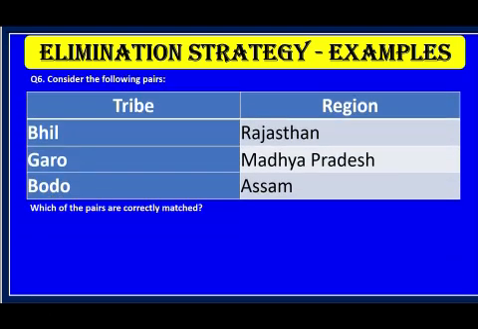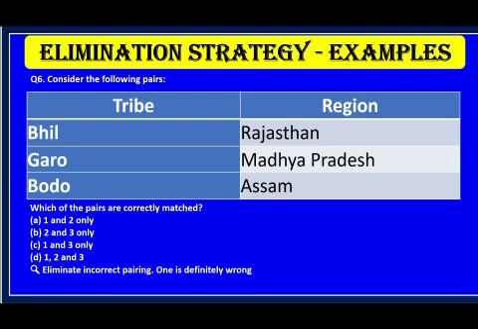Question number 6. Consider the following pairs. Tribe, the Bhil community, region Rajasthan; Garo, Madhya Pradesh; Bodo, Assam. So you should know that is Bhil. Option A, 1 and 2 only. Option B, 2 and 3 only. Option C, 1 and 3 only. Option D, 1, 2 and 3. Here the incorrect pair is Garo, which is from the state of Meghalaya, not Madhya Pradesh.